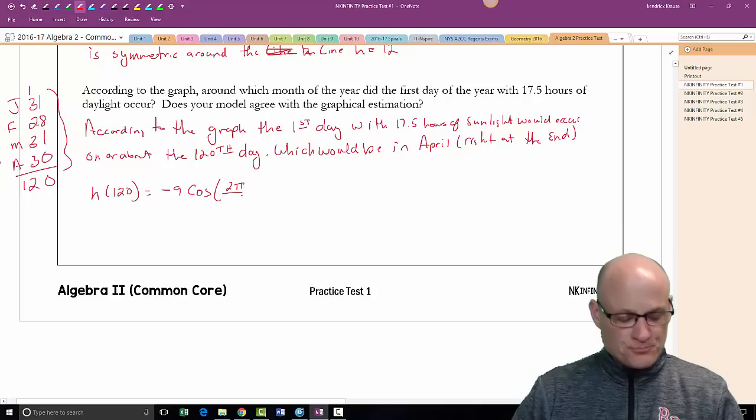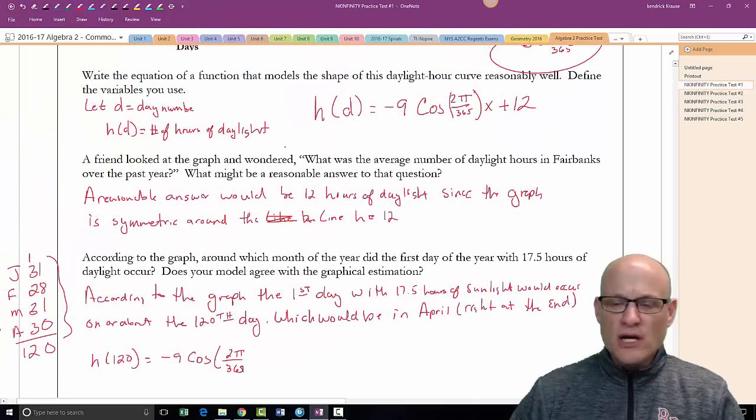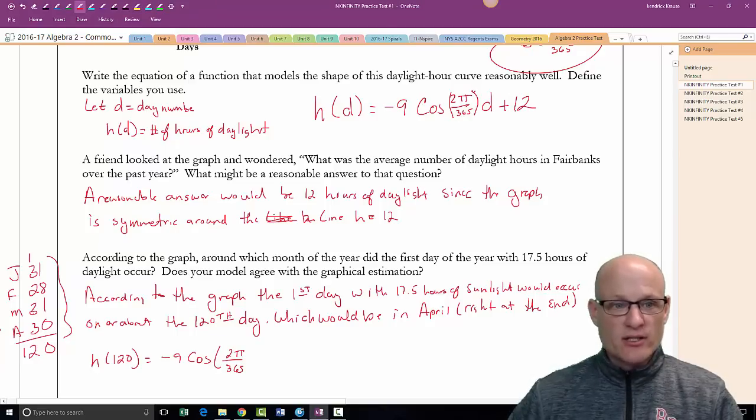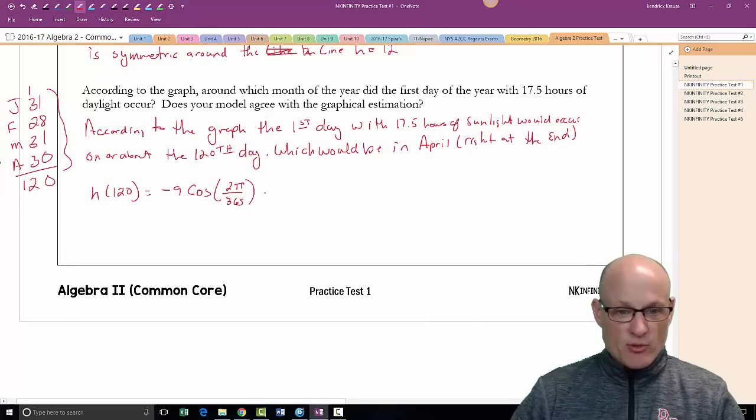I forgot what my equation was: 2 pi over 365. Ooh. I used X and I didn't use D. That's a problem. I should have used D here, kids. Just realized that. That would have been a -1, not having an X in there instead of a D, because it said, tell me what your variables represent. Plus 12. So I've got to put this into my calculator.